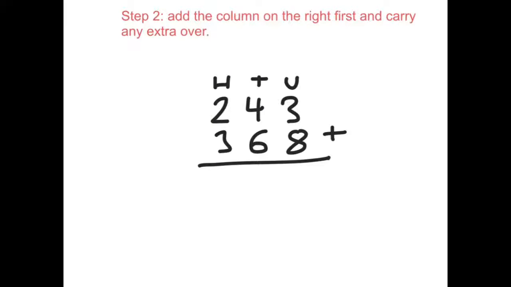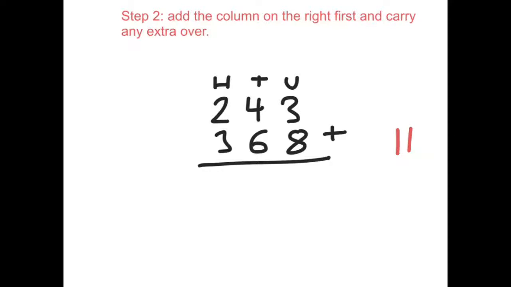Step 2. Add the column on the right first and carry any extra over. So, in other words, when doing column addition, you always start with the smallest place value. In this case, the smallest place value is the units. So it's always the column on the right. So let's add that first. We know straight away that 3 add 8 is going to give us 11.